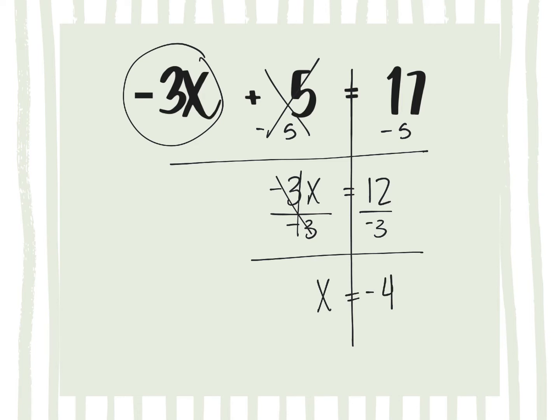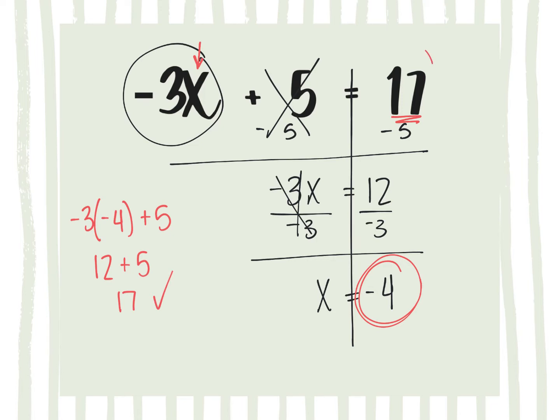Now remember that you can check your work on any equation that you solve by plugging your variable back in. So I'm going to take this value, and I'm going to put it in for x, and I'll see if I get 17. If I do, that means I've done it right. So negative 3 times negative 4, that's where I plugged it in, plus 5. Negative 3 times negative 4 is positive 12, and 12 plus 5 is 17. Because that matches this value, that tells me that I've done it right, and x does in fact equal negative 4.